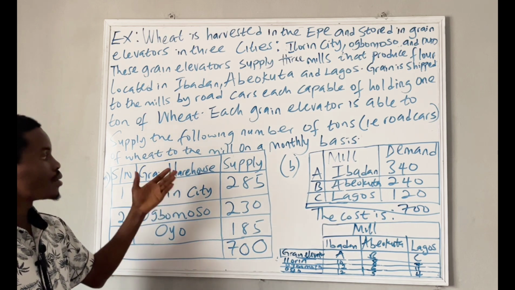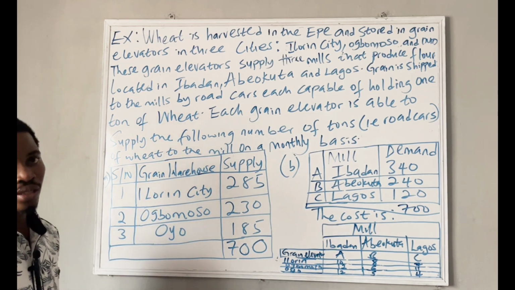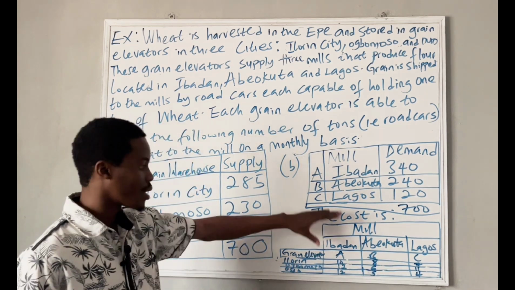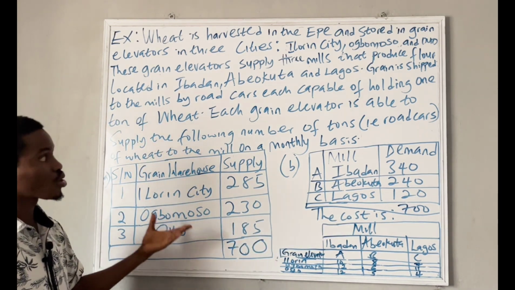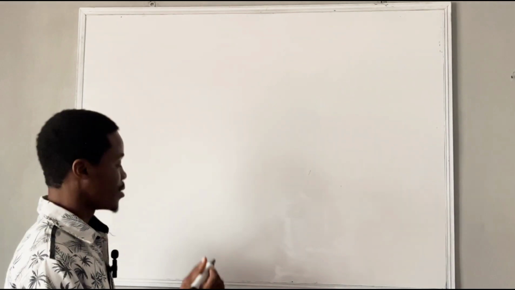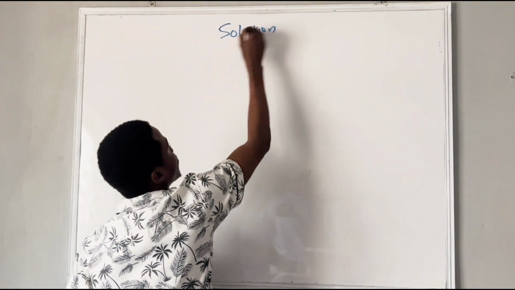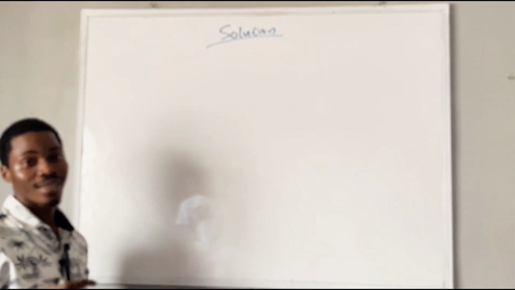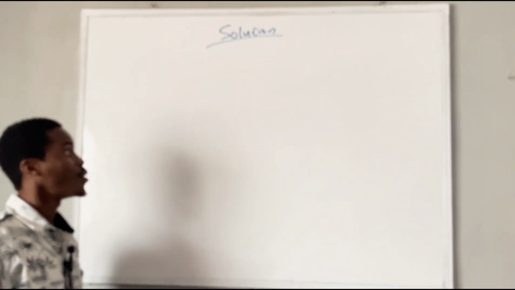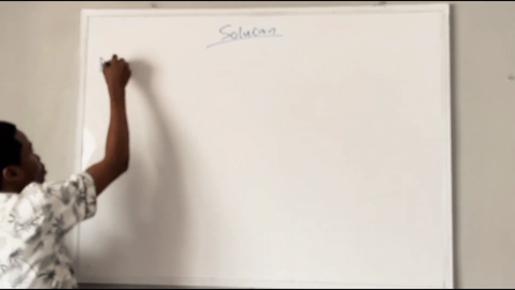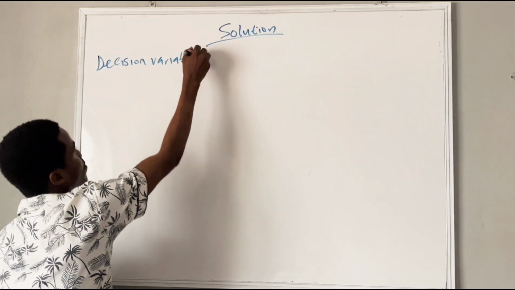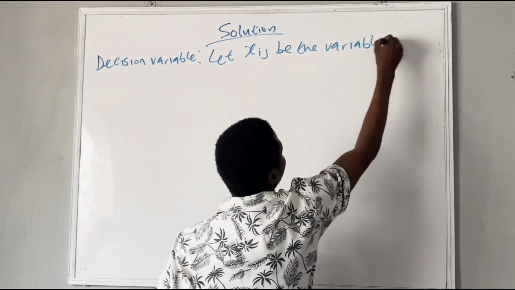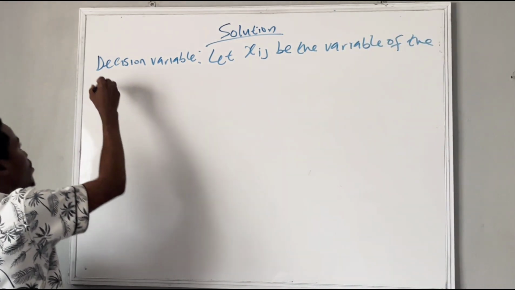We have to let our decision variable be Sij. I explained in our previous lesson that our I is given from 1, 2, 3 and our J will represent A, B, C. So these are the costs. I will have to rub it off so that I can solve the solution. Our first thing is to write down the decision variable of the transportation problem by letting Sij be the variables of the transportation problem.